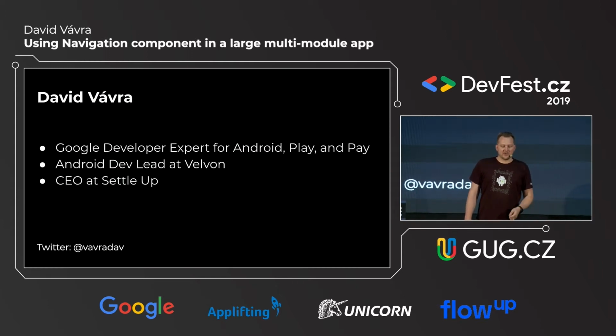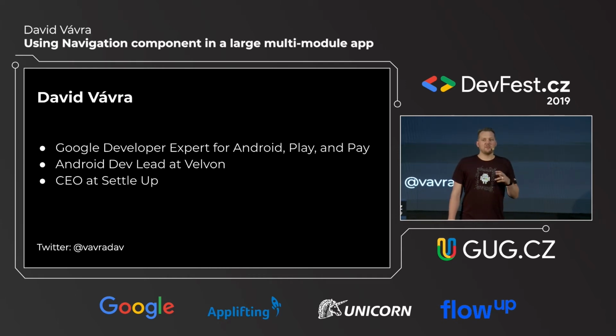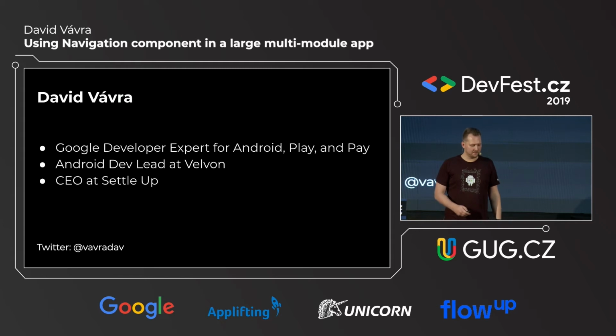So I'm Google Developer Expert for 3 categories: Android, Google Play, and Google Pay. I currently work for a bank called Velvon. I'll be talking about the architecture we have there at Velvon. And I also have my own company, which does an app Settle-up. Does anybody know Settle-up here? Great. Settle-up is group expense manager. So you enter who owes, who paid for what, and the app calculates who owes who on a trip and stuff like that.